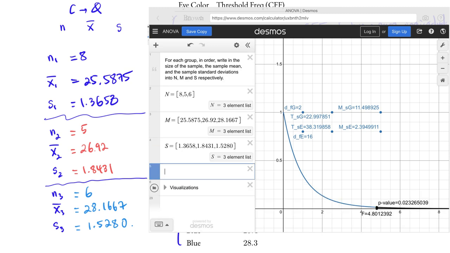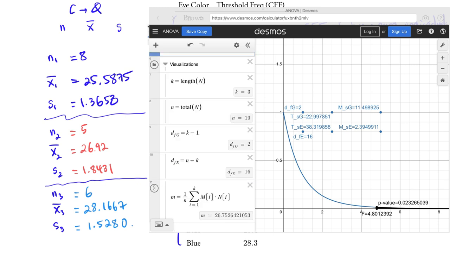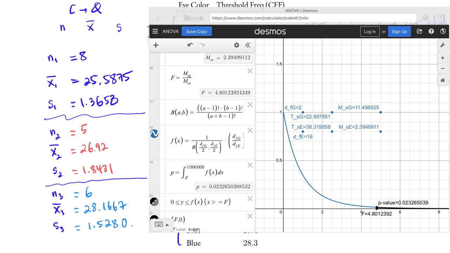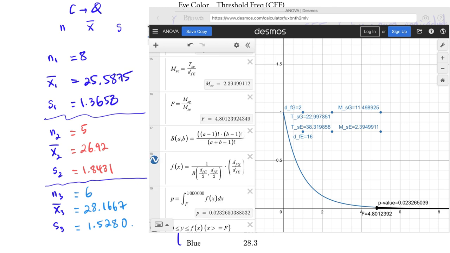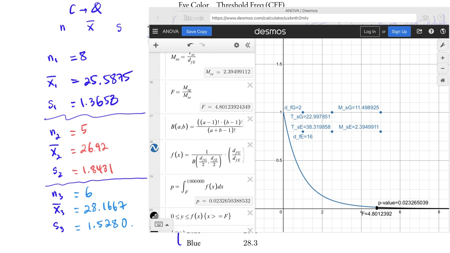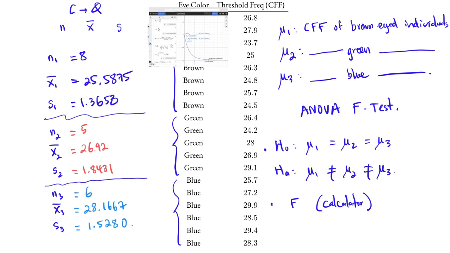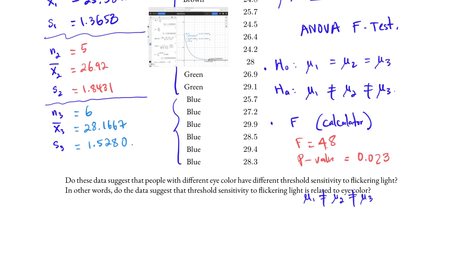To get the result, we simply open the tab Visualizations and scroll down. We will see the F test statistic. It is 4.8 rounded to 1 decimal place, and the p-value is 0.023, and that is all we need. Again, the F test statistic in this case is 4.8, and the p-value is 0.023. Compare it to the significance level.